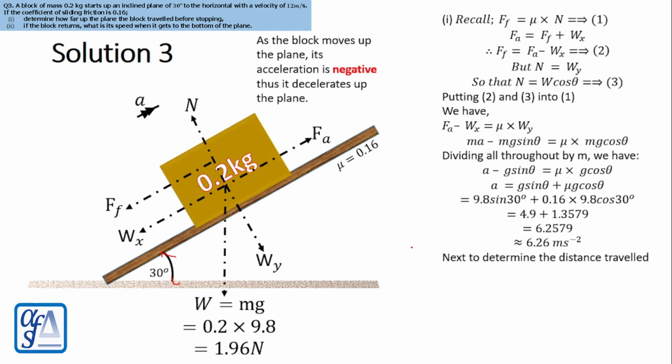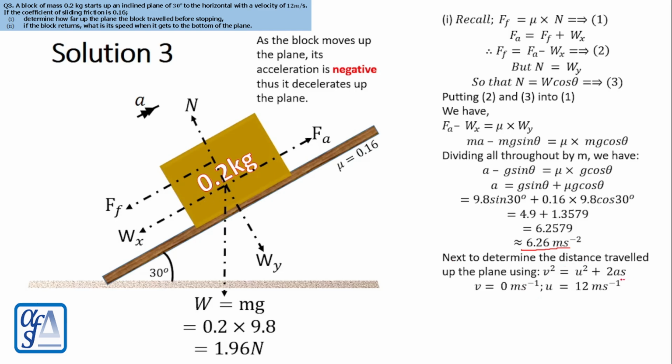Now next, to determine the distance traveled by the body as it accelerates up the plane, we are going to use the equation of linear motion, v squared. The body is moving up the plane until it gets to a maximum point, because according to the question, the body moves up the plane to stop. So the final velocity of the body becomes 0, and the initial velocity is 12 meters per second. We put these parameters in, including our value for a, to get the value for s.